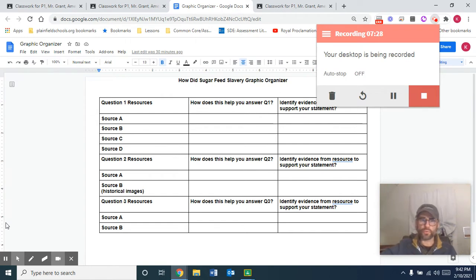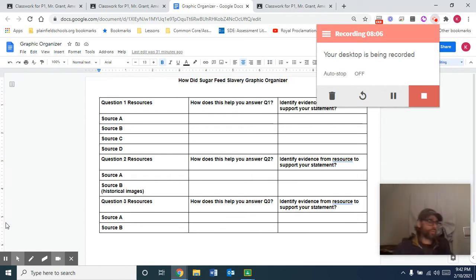Okay, question two is asking how was sugar cultivated in the Western Hemisphere? So, this is the process. How do they make sugar? And there is resource A provided. And then following resource A is resource B, which includes five different pictures of action that's taking place on a sugar plantation.